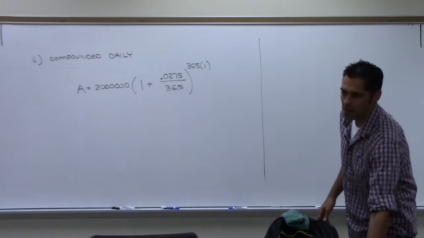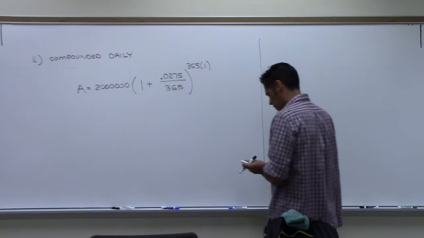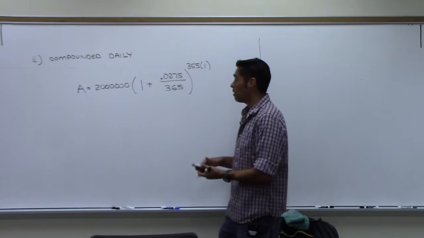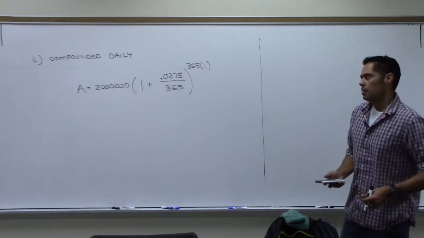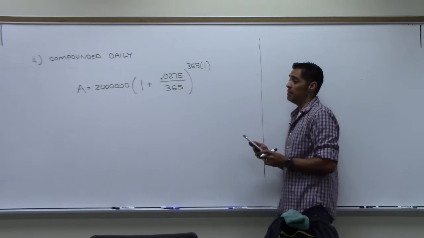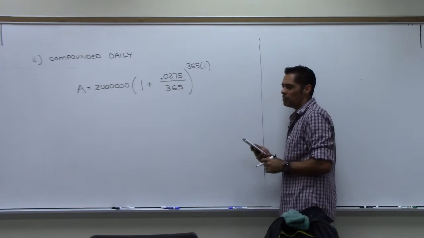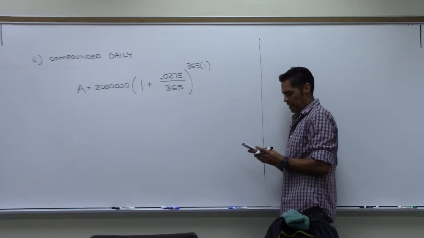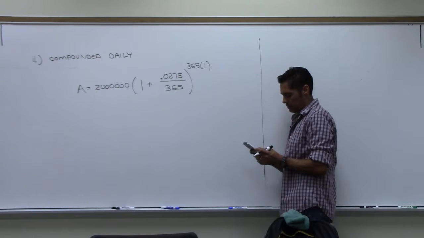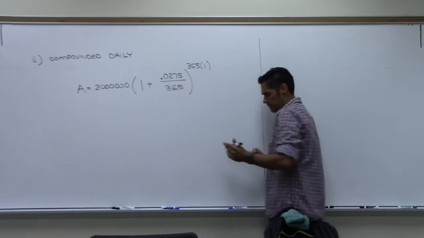Take your time with this calculation. What do you think? Do you think we're going to make more money because they're compounding the interest daily? It might be a little more, but it's not going to be much. Was it a little bit more? A couple of cents maybe? $1? Yeah, 0.0275, divide that by 365.